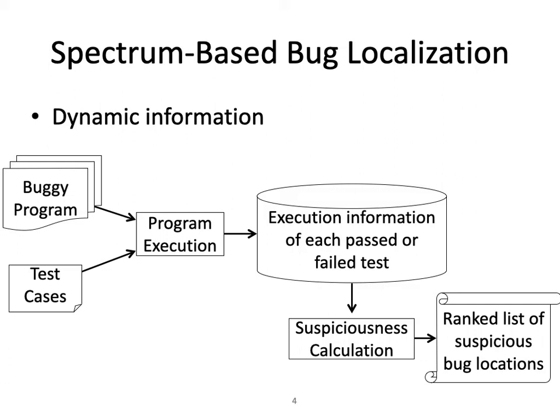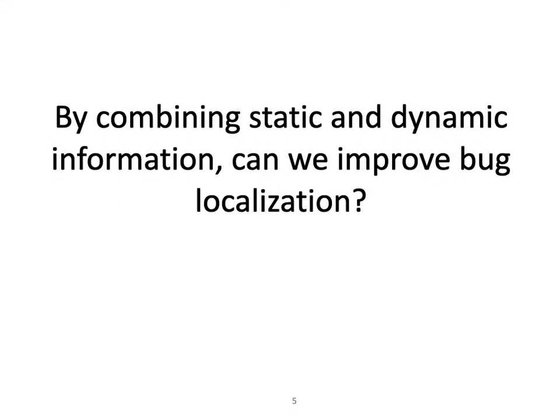So given the existing approaches which either leverage static or dynamic information, we are curious whether it is possible to combine these two kinds of information together in order to improve bug localization. Therefore, in our research, we investigated the following research question. By combining static and dynamic information, can we improve bug localization?